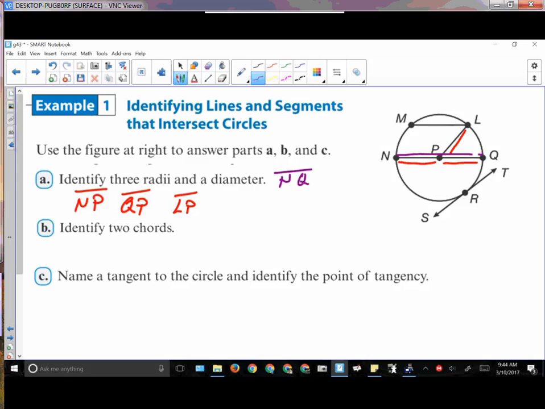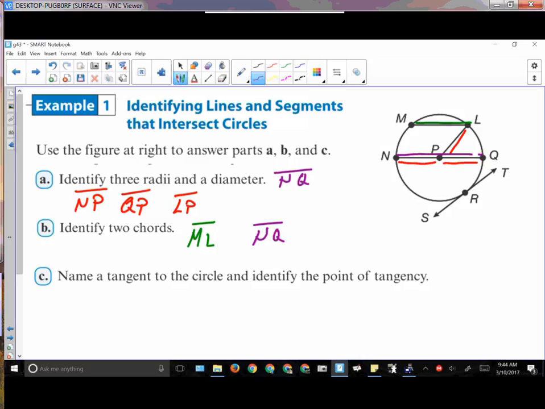So what if I wanted to identify 2 chords? Well, one of the chords would be right up here from M to L. So there's one chord. Where would the other chord be? Well, the other chord is going to end up being the diameter, because all that a chord is, is from one side of the circle to another point on the circle. We've got our chords.